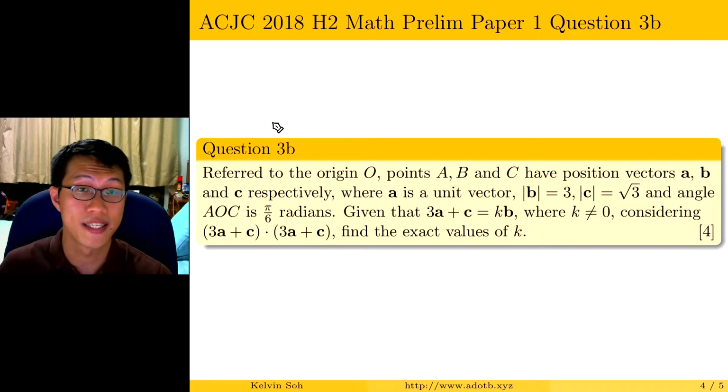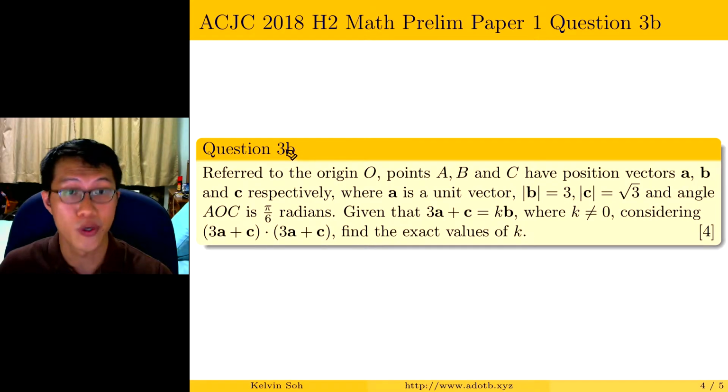Now let us proceed to part B of the question. Referred to the origin O, points A, B and C have position vectors a, b and c respectively, where a is a unit vector, magnitude of b is 3, magnitude of c is √3, and the angle AOC is pi over 6 radians. Given that 3a plus c equals kb, where k is not equal to 0, considering (3a plus c) dot (3a plus c), find the exact values of k.